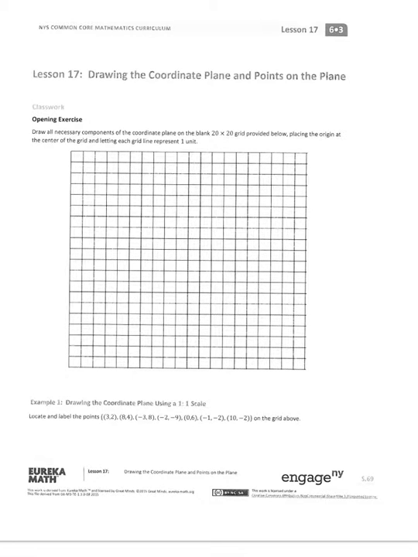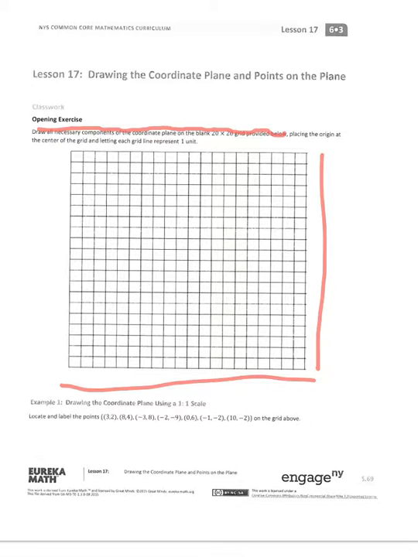In this assignment, it says draw all the necessary components of the coordinate plane on the blank 20 by 20 grid provided below. 20 by 20 grid means that there's 20 here and 20 there. No big deal. Placing the origin at the center of the grid and letting each grid line represent one unit. That just means you put the line right down the middle.